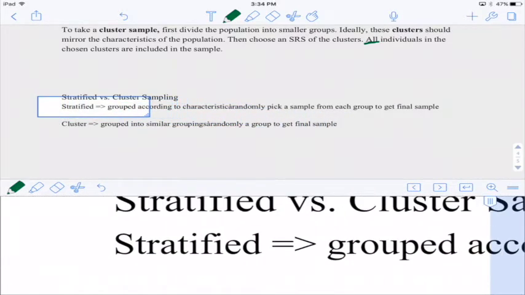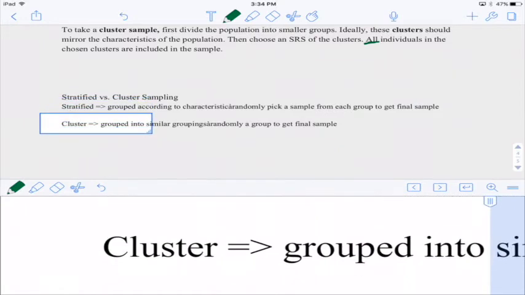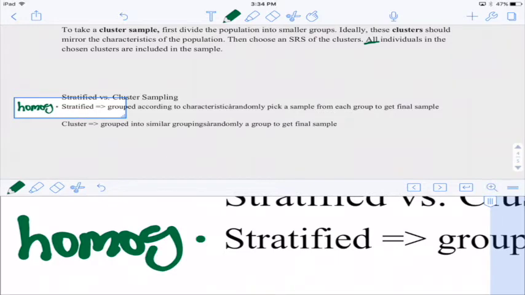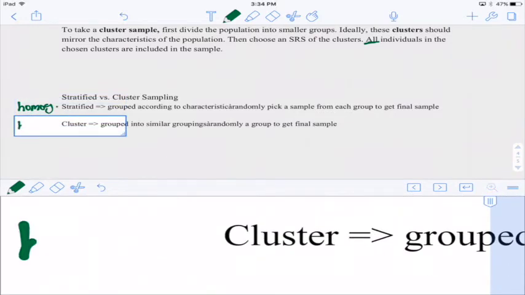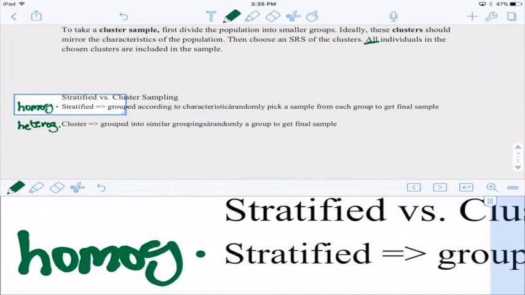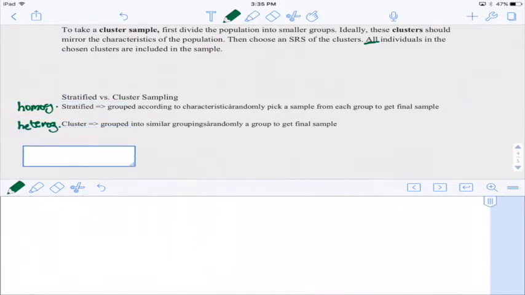Okay, so in this one, you're picking from each group. In this one, you have mixed groups. The stratified would be your homogeneous groups, and your cluster would be heterogeneous groups. Okay, remember homo means same, hetero is different. There's a little biology connection for you.